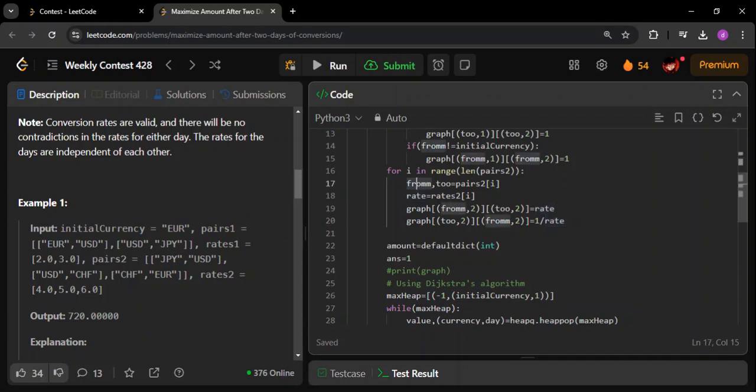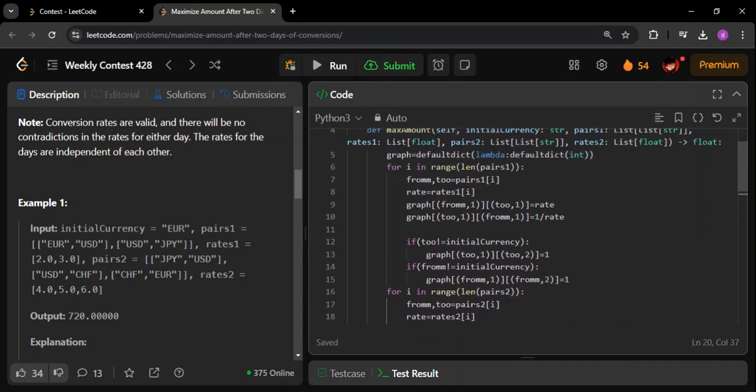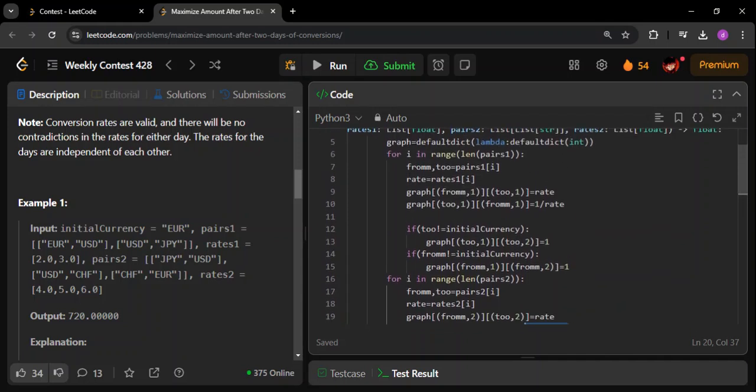I'm extracting the from and to values, I'm extracting the rate, and then I'm declaring the edges. So this is the first edge, and this is the reverse edge for the same. The rate in this case will be 1 divided by rate. Now, fine. So I've mentioned these 2 points.